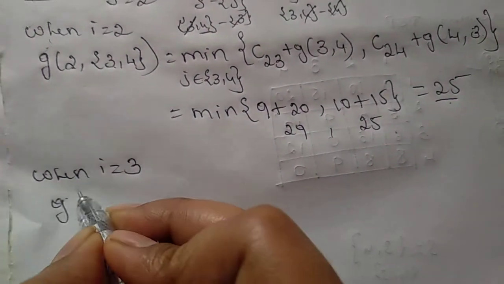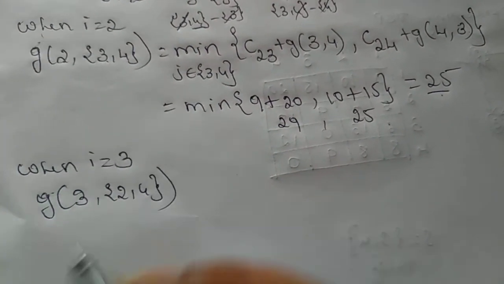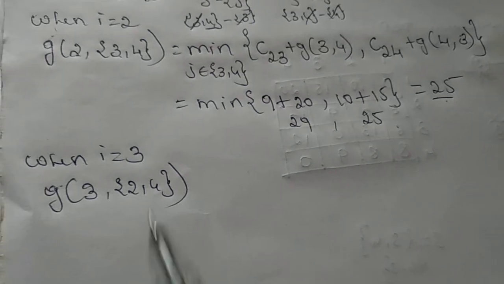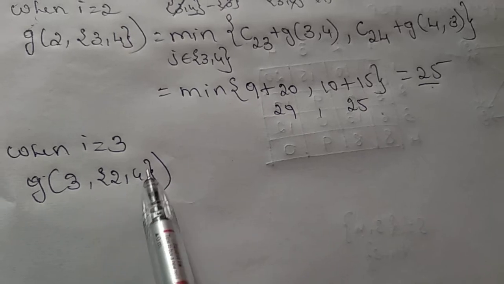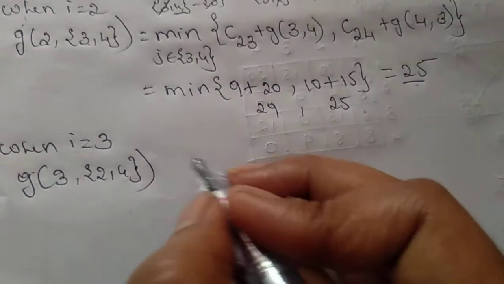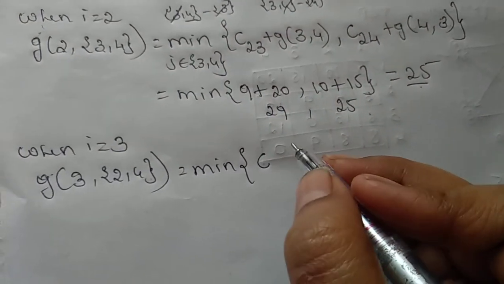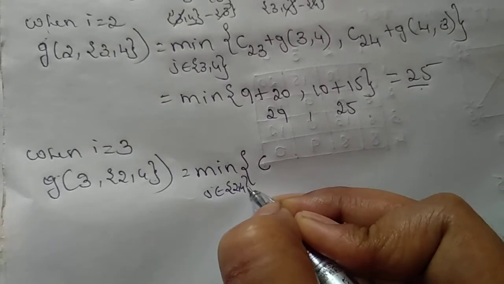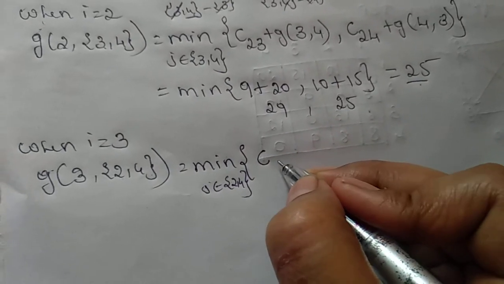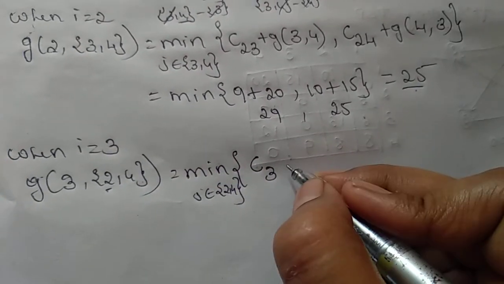When i is equal to 3, how will you write this one? 3, 2, 4. Now inside the set you can have 2 and 4. From 3 it can either go to 2 and then 4, or from 3 it can go to 4 first and then to 2. In the same way, I'll just calculate this one. Min C i j, where j belongs to 2, 4. C i means it is 3. J means first I'll take the j value as 2.